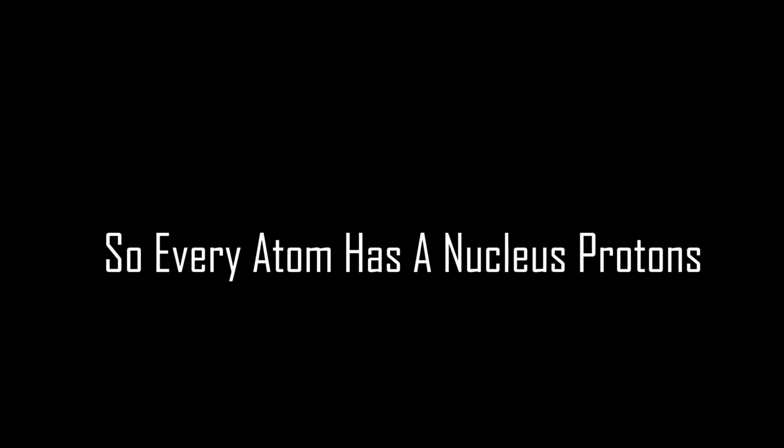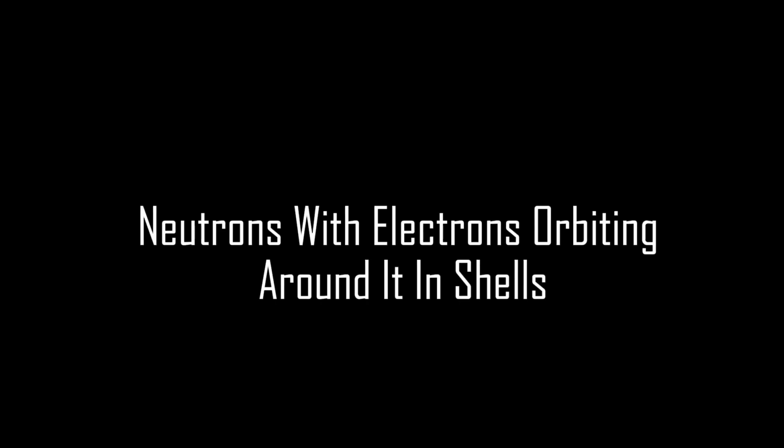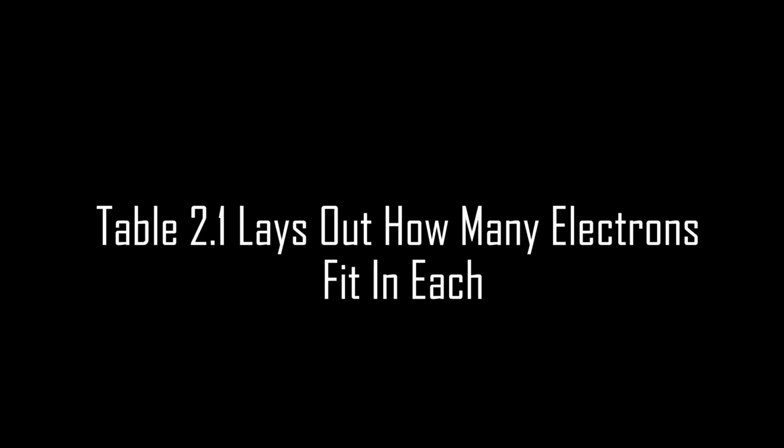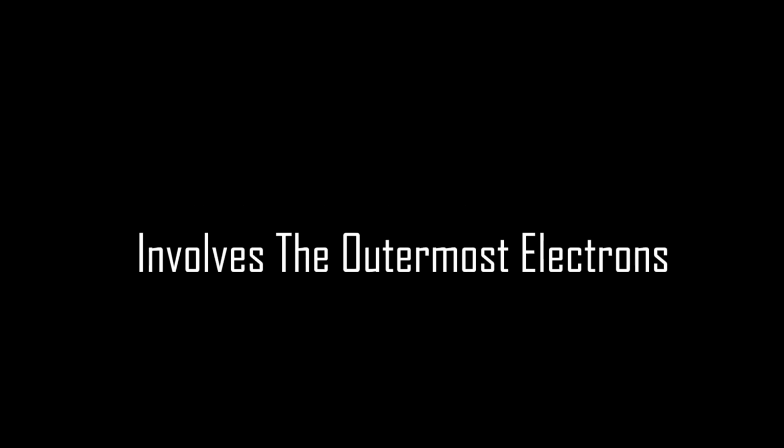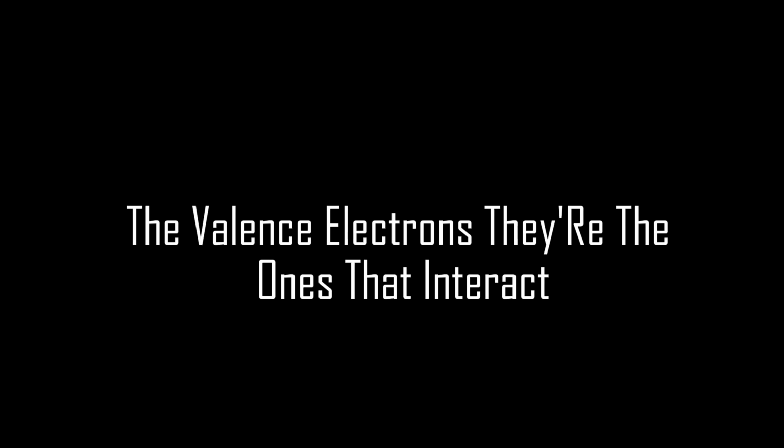Okay, let's go deeper. Down to the atoms themselves. Basic structure. Okay, so every atom has a nucleus, protons, neutrons with electrons orbiting around it in shells. Right, and specific energy levels or shells, and even subshells within those. Table 2.1 lays out how many electrons fit in each. Gotcha. But the real action for bonding involves the outermost electrons, the valence electrons. They're the ones that interact. Think of them as the atom's hands reaching out to connect with other atoms.